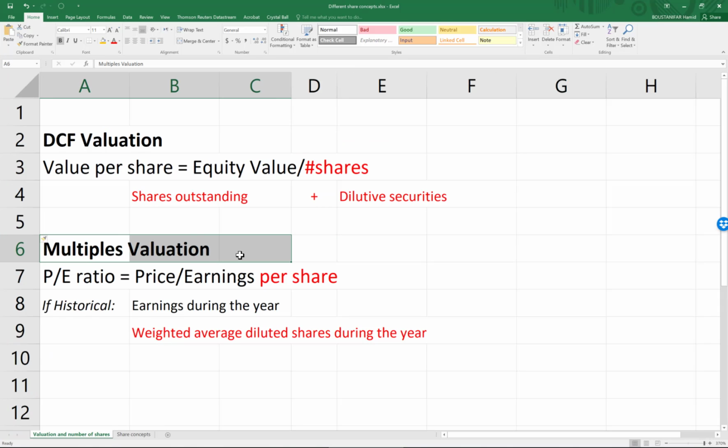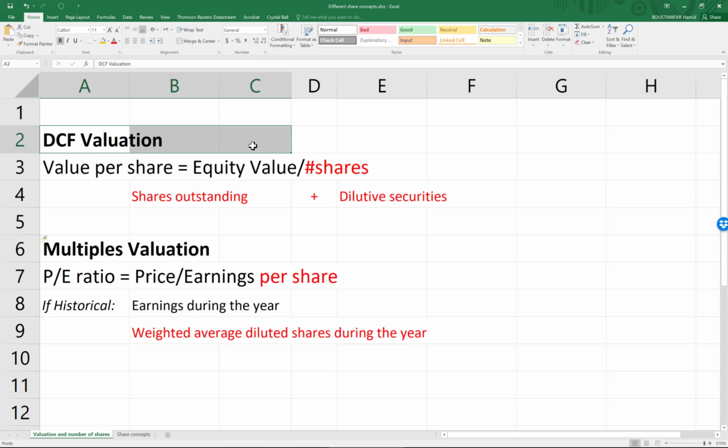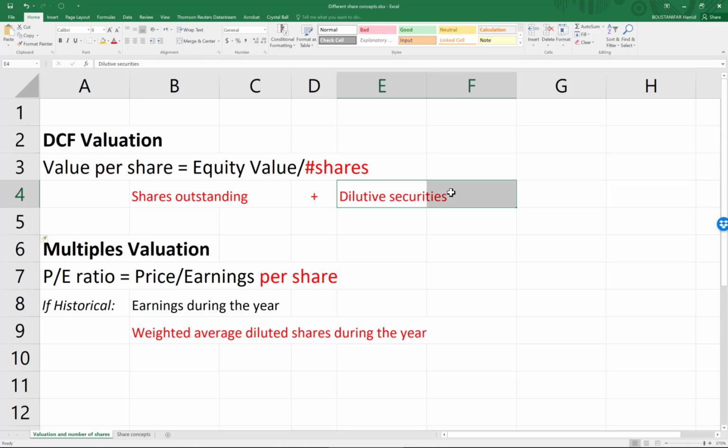Usually in multiples valuation, when we measure earnings during a period of, for example, 1 year, we would compute diluted earnings per share by dividing earnings during the year by the weighted average diluted shares during that year. But if you are doing a DCF valuation, since we are discounting future cash flows to get to the equity value per share, the best way to compute the diluted shares is to start from the most recent number of shares outstanding that you would either get from the first page of the company filing or from terminals such as Yahoo Finance, and then add to that the dilution coming from restricted stocks, employee options, and other dilutive securities.